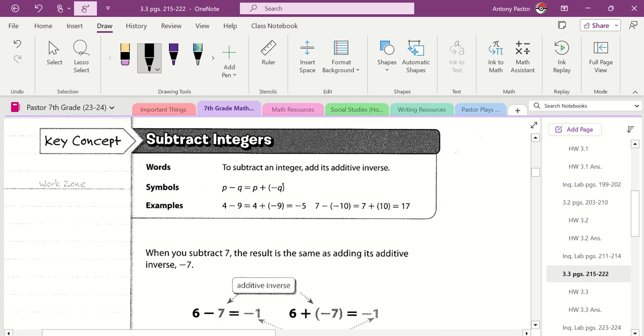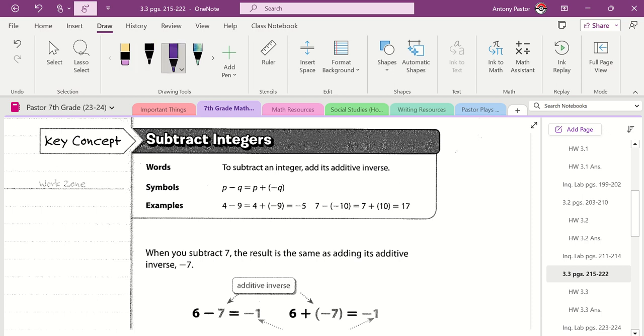Subtracting integers: to subtract an integer, add its additive inverse. This means P minus Q is the same thing as P plus negative Q. When you're adding a negative, it literally just becomes a subtraction problem. An example here would be 4 minus 9, which is the same thing as 4 plus negative 9. It's exactly the same thing.